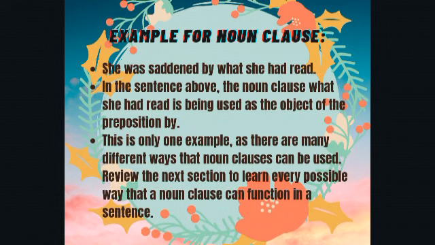Okay, so the example for a noun clause: She was sad by what she had read. In the sentence above, the noun clause "what she had read" is being used as an object of the preposition "by." This is only one example, as there are many different ways that a noun clause can be used. Okay, so let's review the next section to learn every possible way that a noun clause can function in a sentence.